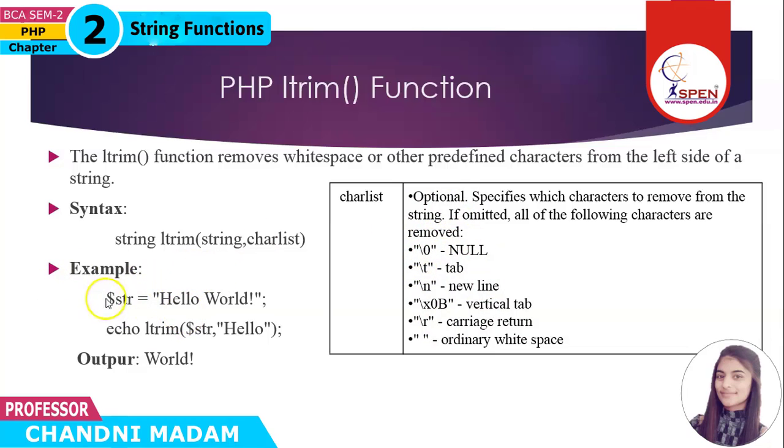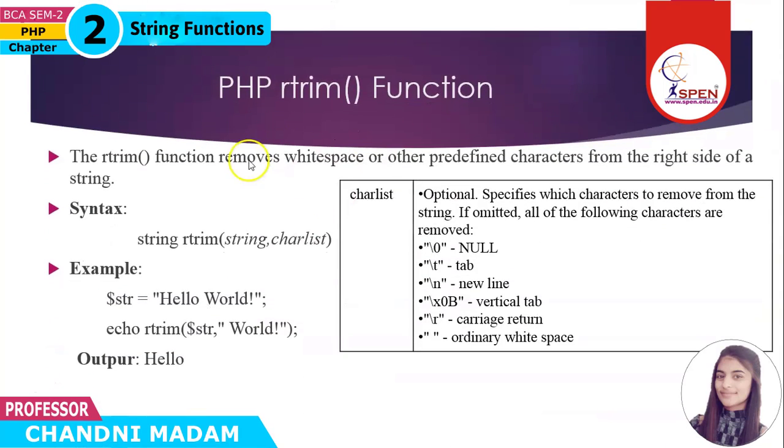Here is an example. Here we will declare one string and the value is "hello world". Now in the ltrim function we will pass "hello world" and we want to remove "hello". So after this function is executed, it will give only "world".